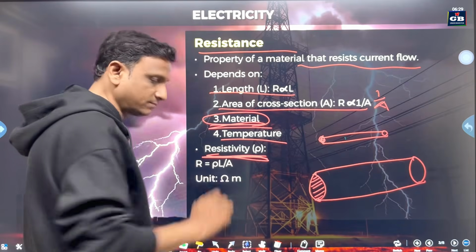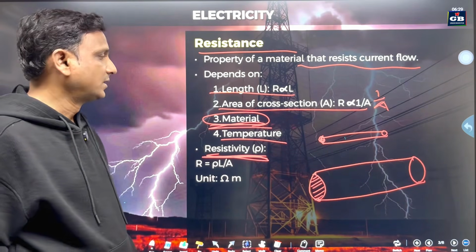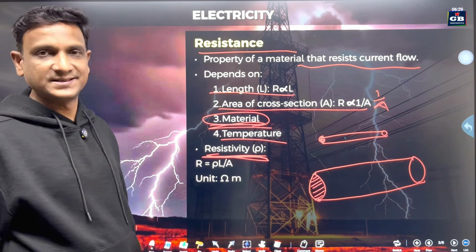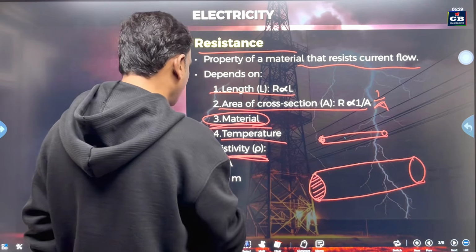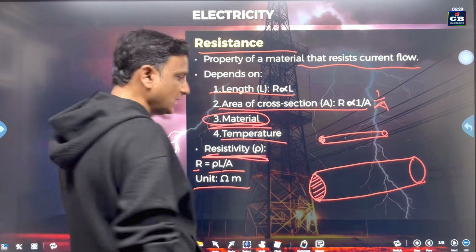Next, temperature. So, how does temperature affect it? More temperature, more resistance. So, resistance R is equal to rho L by A. Its unit is ohm meter. Okay, next.